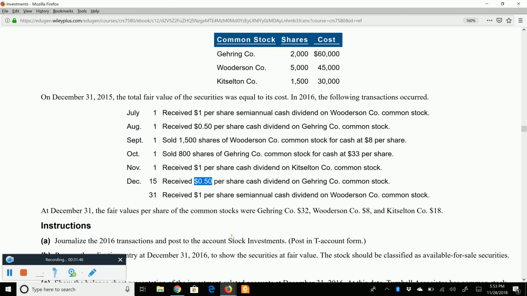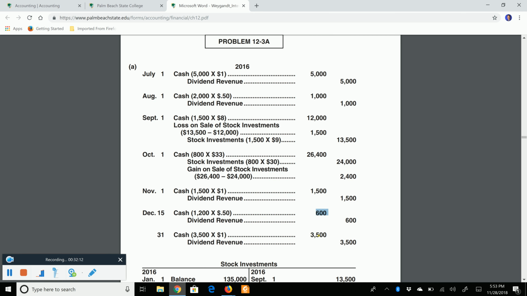And last but not least, for the year, December 31st, we received a $1 dividend on Wooderson stock. Well, Wooderson, we originally owned 5,000 shares, but remember, back on September 1, we sold 1,500 shares. So 5,000 minus 1,500, we now own 3,500 shares, and each of those shares is going to get a $1 dividend. 3,500 times 1, there's your dollar amount. Debit cash, credit dividend revenue for the $3,500.